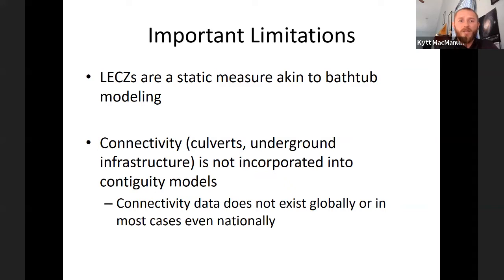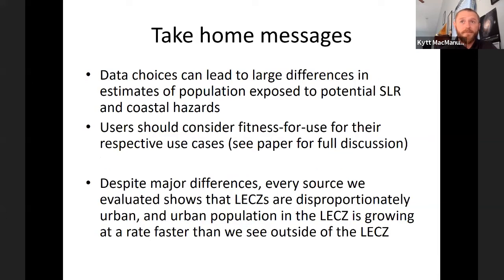And, as we stand here in 2021, data on contiguity, even in New York State, where I'm from, is very hard to get. It certainly doesn't exist globally. And in most cases, it doesn't even exist nationally. So we do need local studies in order to improve on this. And ultimately the goal is to create connectivity data sets for larger regions. But that is a limitation of what we've done.